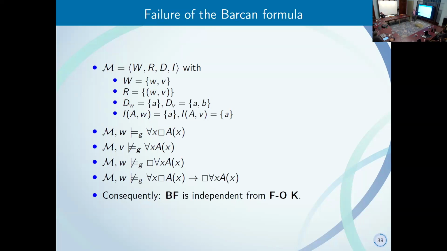But we don't have box for all x, A x. Why don't we have that? Because if you go to an adjacent world, for all x, A x may not hold. If I go to the world v, for all x, A x does not hold there, because not all elements of this domain satisfy A. So here we can see the failure of the Barcan formula: the universal quantifier outside works, the universal quantifier inside doesn't, so we don't have simplification. This is semantics that shows the Barcan formula is actually independent from our first-order axiomatization.